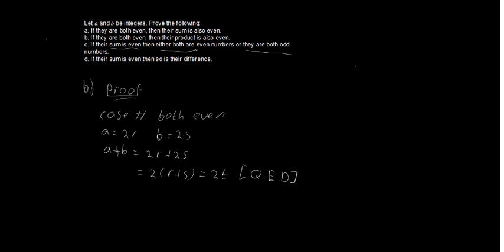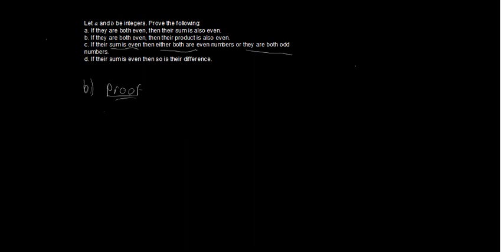So this is our first proof. This is something we've been doing all along. But then, what of the other proof? The case where they are both odd, right? So in the case where they are both odd, so case number two. Always remember to label all your cases.